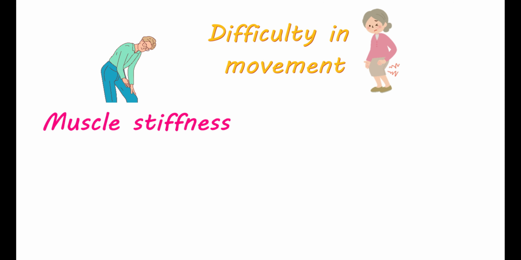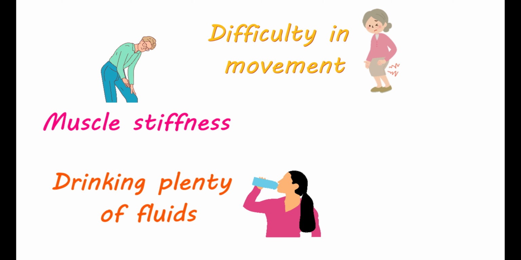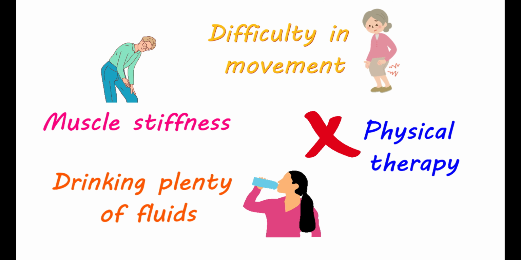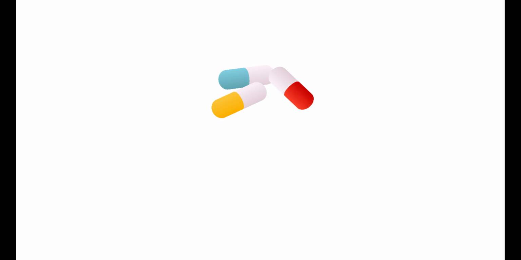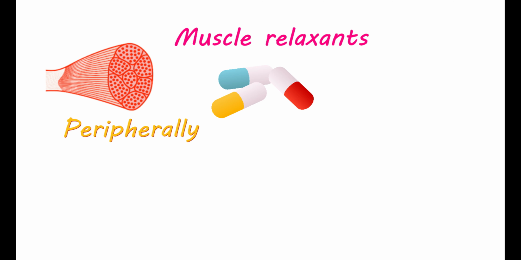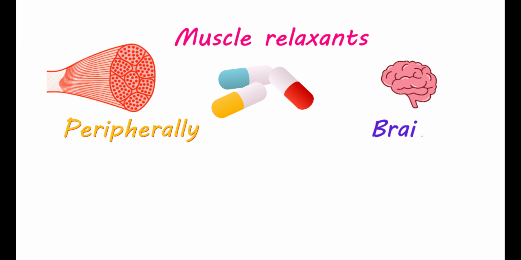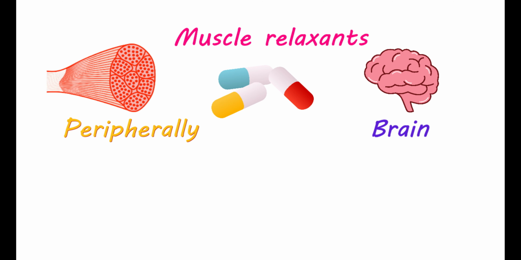Muscle spasms can be relieved by taking rest and drinking plenty of fluids. However, a few muscle spasms are severe and painful and are not relieved by physical therapy. In such situations, you may be given a few medications called muscle relaxants. Few of them act peripherally at skeletal muscle, but a few others act on your brain to relieve muscle spasm.